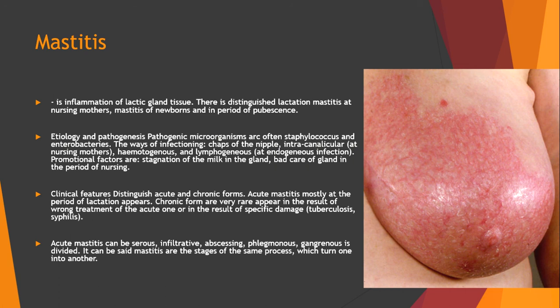Clinical features distinguish acute and chronic forms. Acute mastitis mostly appears at the period of lactation. Chronic forms are very rare, appear in the result of wrong treatment of the acute one or in the result of specific damage, tuberculosis, syphilis, etc. Acute mastitis is divided into serous, infiltrative, abscessing, phlegmonous, and gangrenous. It can be said mastitis forms are the stages of the same process which can turn one into another.